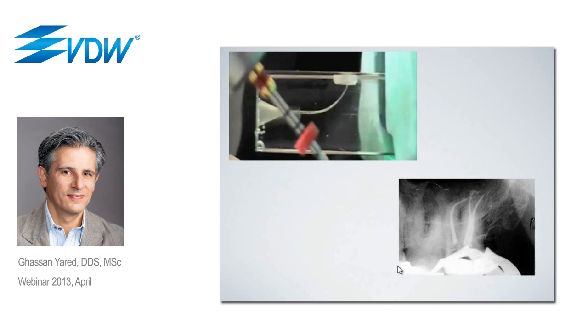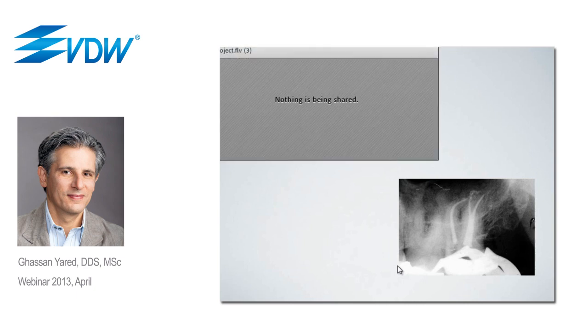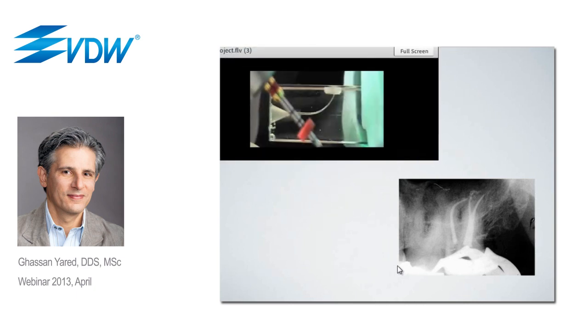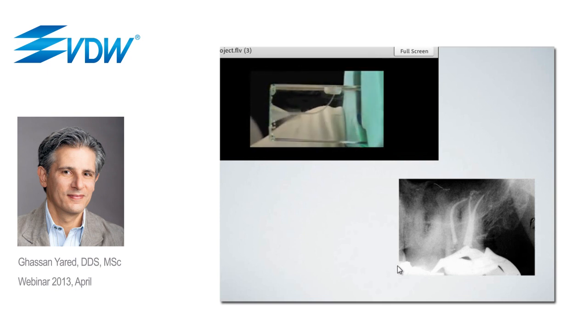I'm going to show you a video clip right now. This is the first video clip that I did on reciprocation. This was done in 2001 at the University of Toronto. In that clip, at that time, I was using the F2 ProTaper instrument in reciprocation. This is how I started the concept, with an F2 ProTaper. And again, as I said, this is the first video clip that I had of this technique, from 2001.